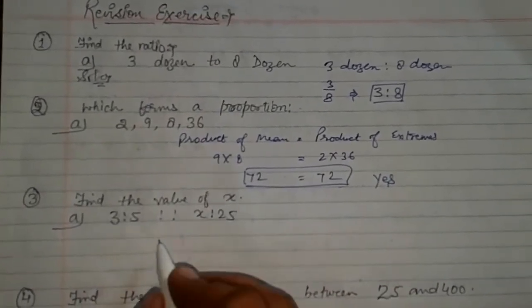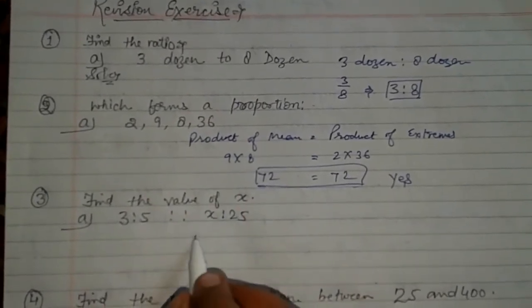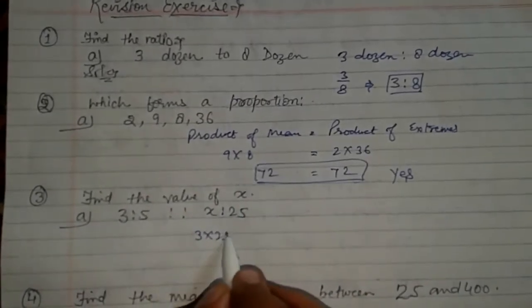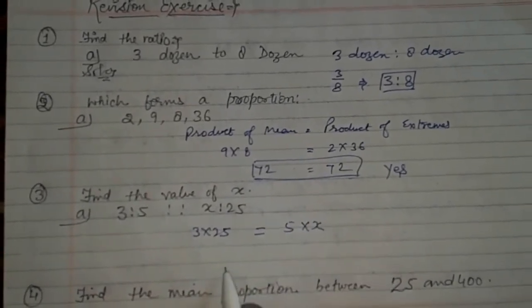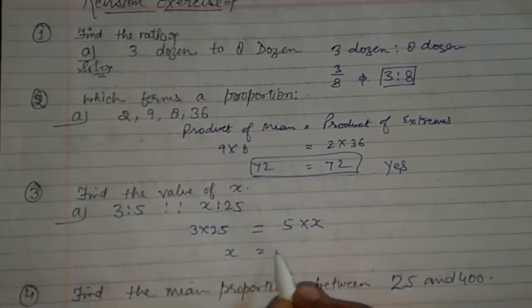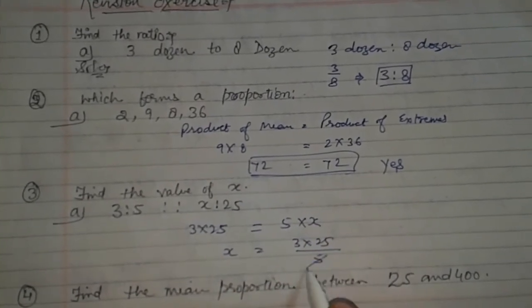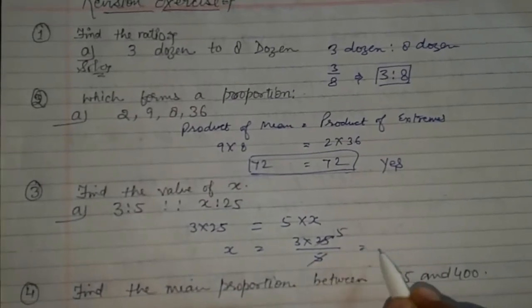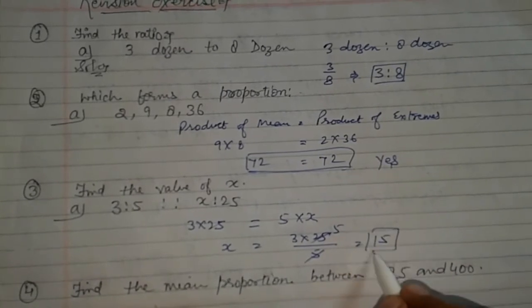Find the value of x. Again we will use the same. 3 multiply 25 equal 5 multiply x. So to find the value of x, 3 multiply 25 divided by 5. Here it is 5 5s are 25 and 5 3s are 15. So value of x is 15.